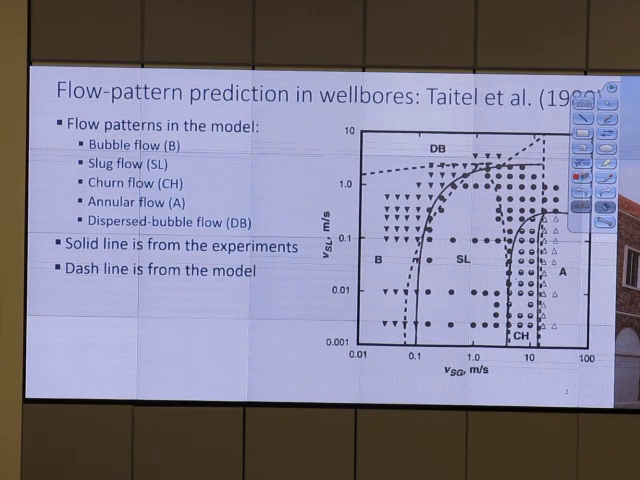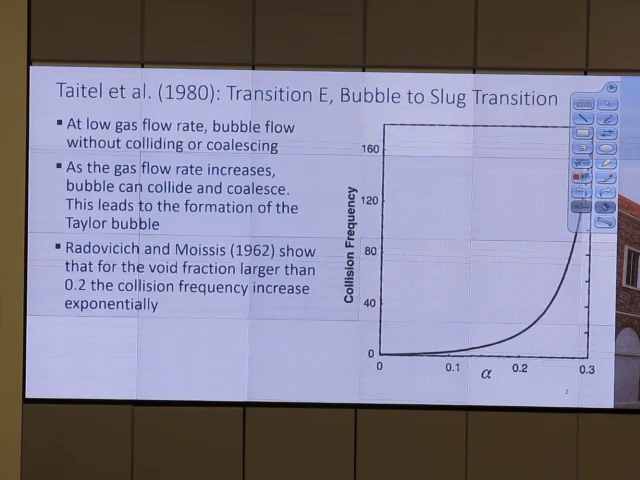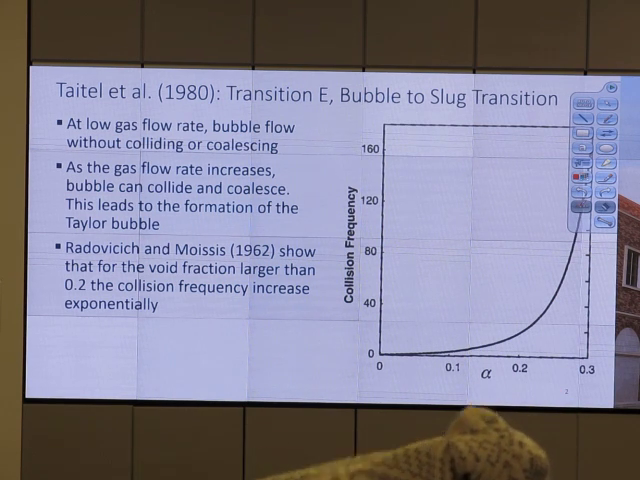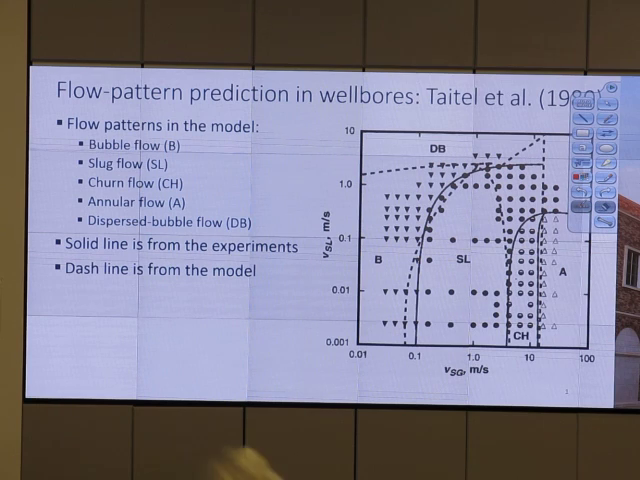Pretty much. Now, what we are going to do is find out how we get this dashed line. How do I get any of that? Good. The first one we will talk about is transition E, the bubble to slug transition. This line, right? We will try to find out how we get that line.